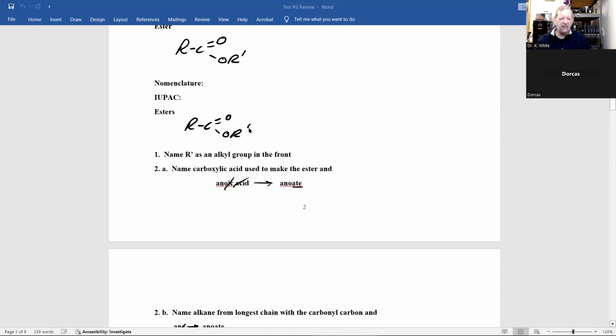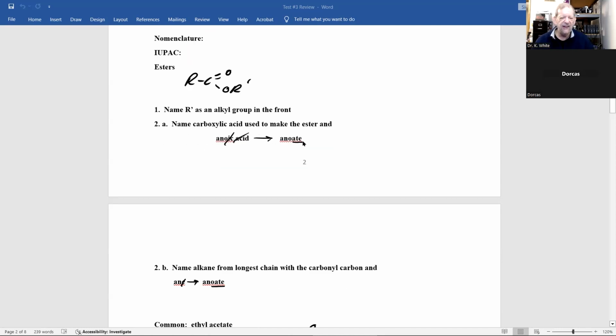Now, how do you name esters? Well, you name the R prime in the front as the alkyl group it is. Next, there are 2 methods. The IUPAC way is name the carboxylic acid used to make that ester. If R prime were H, what was that carboxylic acid? Drop the IC in the word acid and add OATE. And you still have the R prime in front.